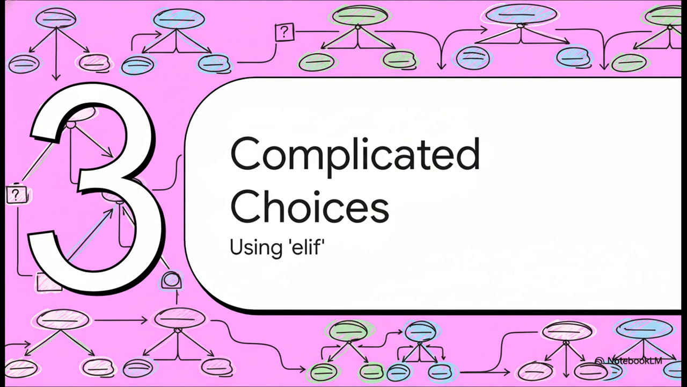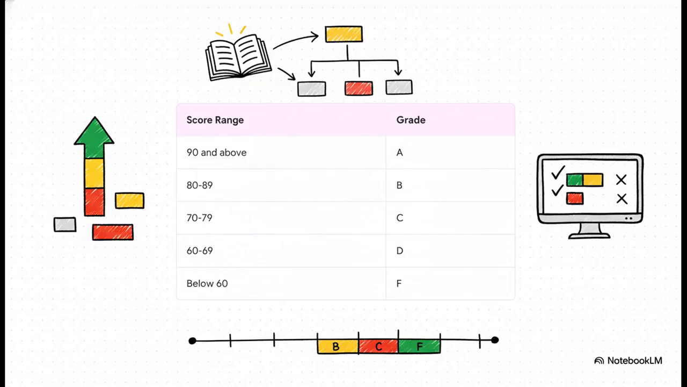So to handle these more complex scenarios, the ones with a bunch of possible outcomes, we need to expand our toolkit a little bit. We need a way to chain these questions together, creating a bunch of different branches for our program to choose from. Think about it like assigning grades on a school test. A score of 95 is an A, right? But an 85 is a B, and a 75 is a C. It's not just pass or fail. There's a whole range of possibilities.